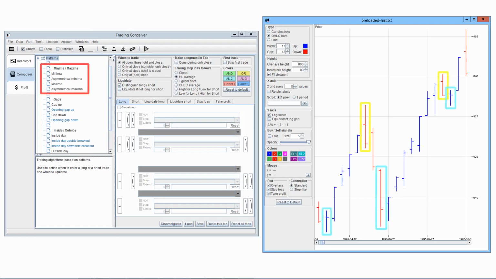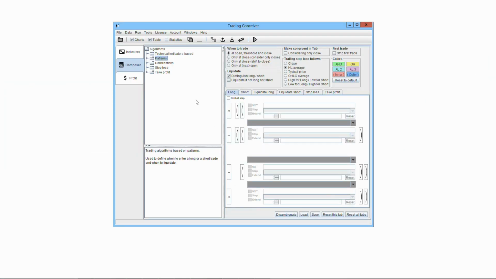This chapter covers Extrema, that is minima and maxima, which are one of the patterns recognized by Trading Conceiver. In particular, when the pattern is matched and what we mean by asymmetrical extrema. To view the implemented extrema patterns, in the Composer tab select the branch Patterns.